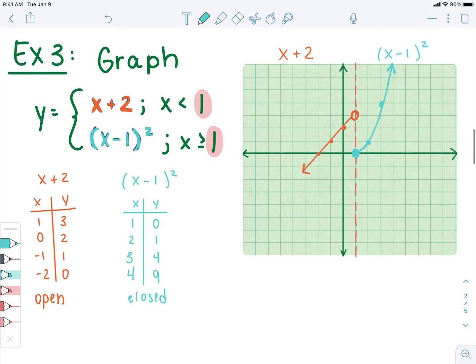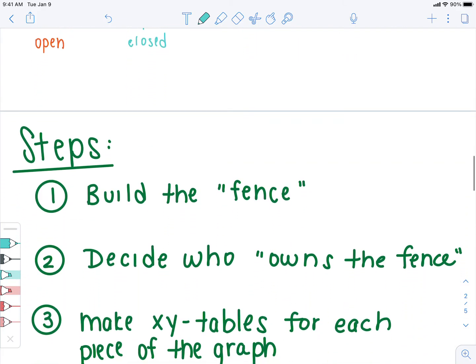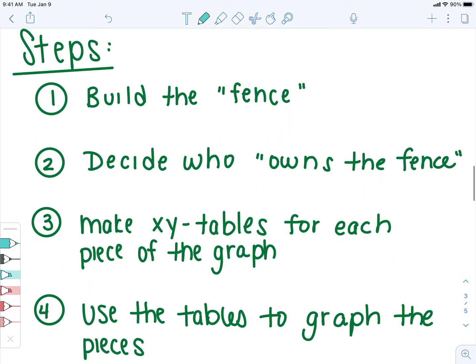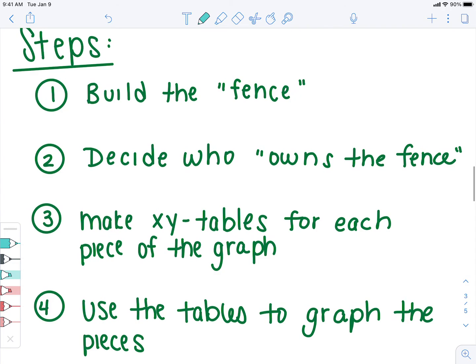So if you wanted actual steps for yourself in case you were a little bit lost in the sauce, or if you get home and you might be lost in the sauce, the first thing you're going to do is build your fence. And your fence is always going to be the number in the inequality. So the first thing you're always going to do is build your fence right at the number in the inequality.